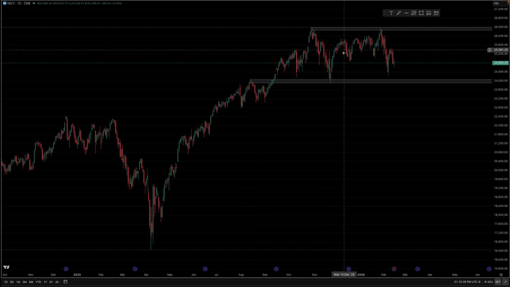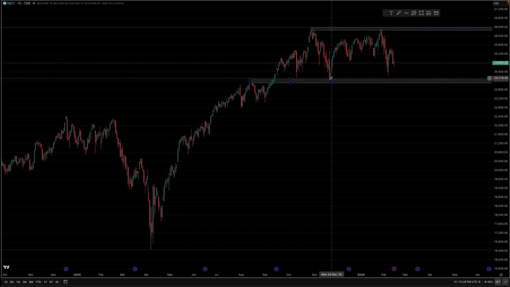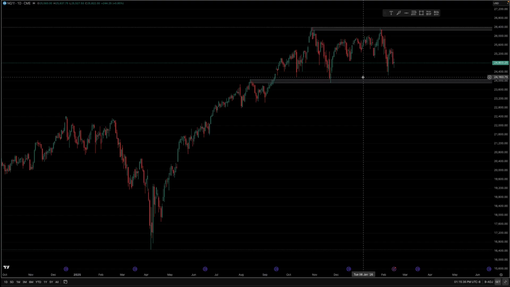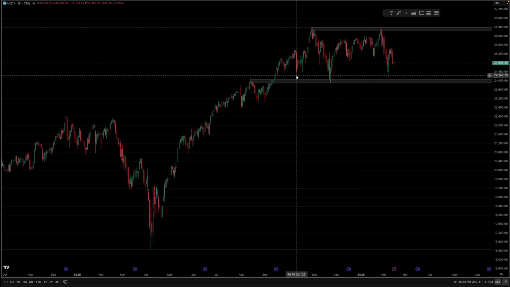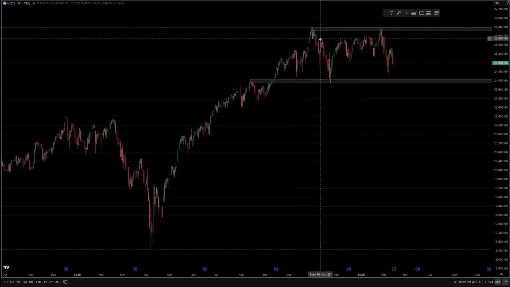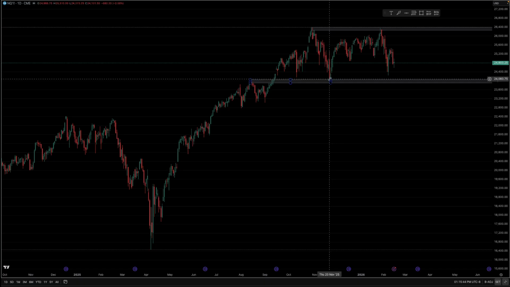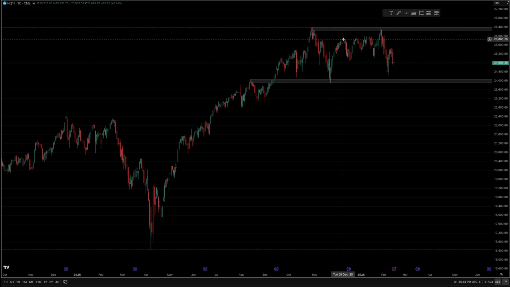Once this failed, we had a higher high, but a lower low relative to our local low, and then we got a lower high. So in the past 4 pivots, we've seen higher highs, higher lows, higher highs, lower lows, first warning sign. And then we saw a lower high. We saw a lower high relative to all-time highs.